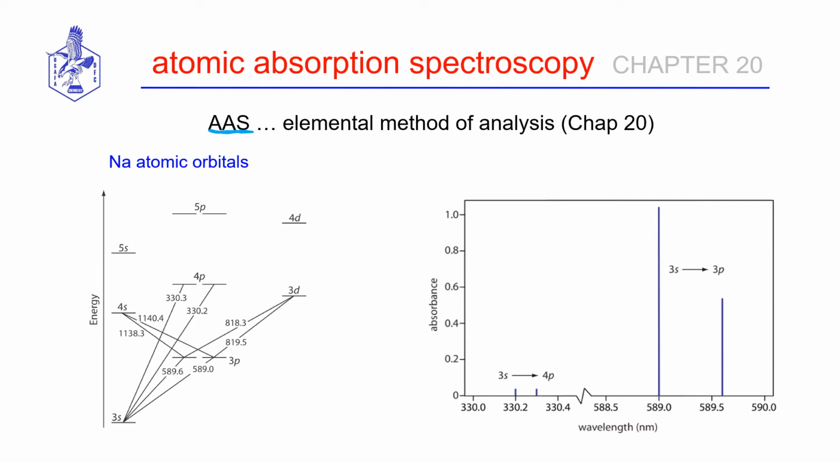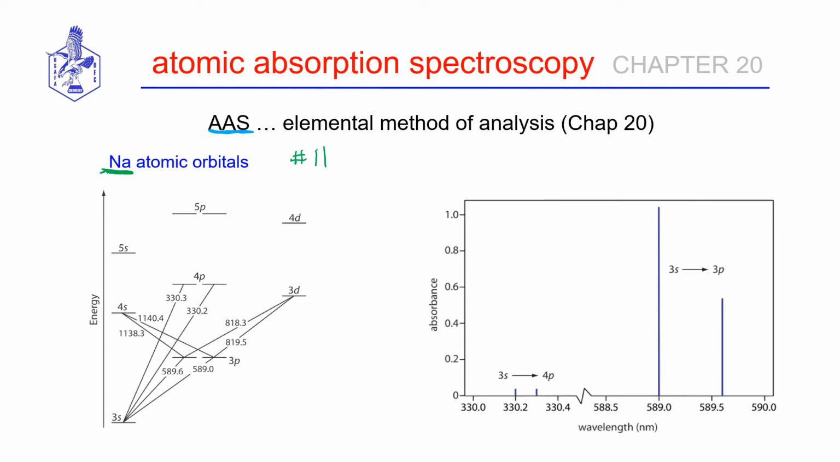So, for a sodium atom, okay, these are the different atomic orbitals for sodium. Remember the 1s and 2s orbitals are filled. This is element number 11, so we have 11 protons and electrons in that species.